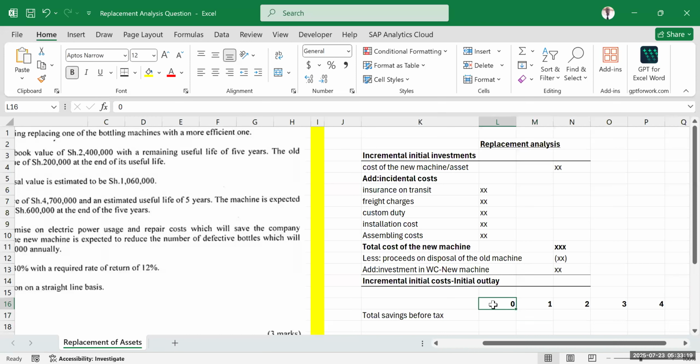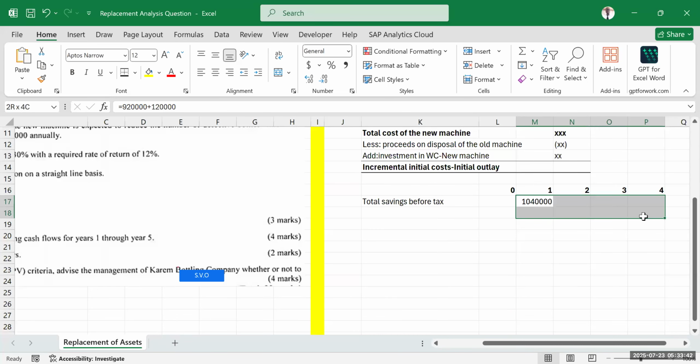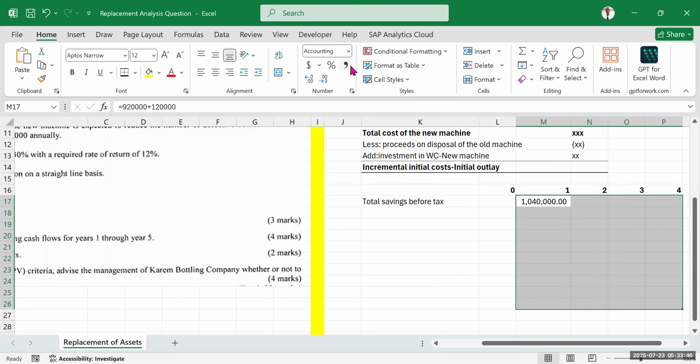Year 0 means we've not decided. But if we decide to engage the new machine, then that is the first impact we expect. So allow me to go ahead and include that cost saving in terms of energy and reduction in defective bottles. And that will save us 1,040,000 in year 1 if we make the decision. I hope we are together.